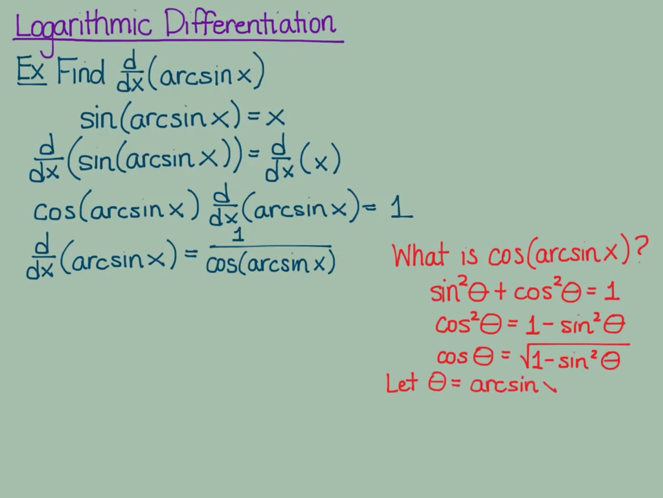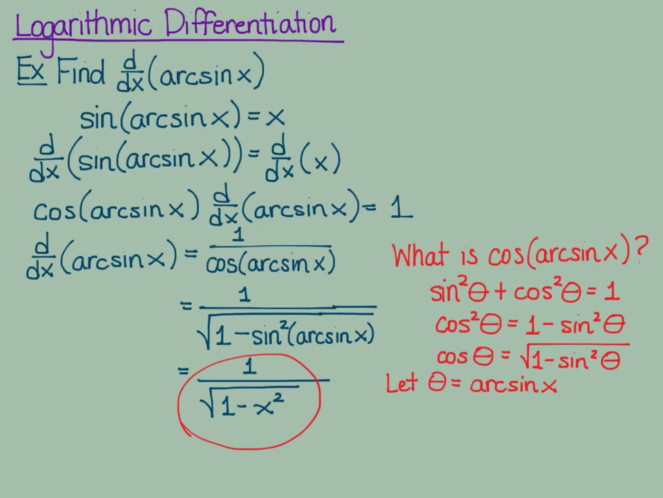If we let theta equal arc sine of x, we notice that cosine of arc sine of x is equal to the square root of 1 minus sine squared arc sine of x. Plugging this back into our derivative, we're left with 1 over the square root of 1 minus sine squared of arc sine of x. And thankfully, sine of arc sine of x is x, so we're left with 1 over the square root of 1 minus x squared. This is the derivative of arc sine of x.